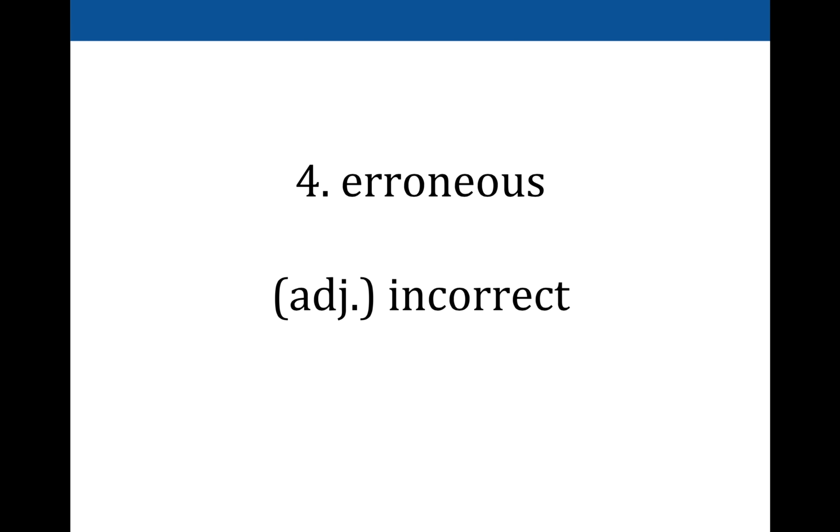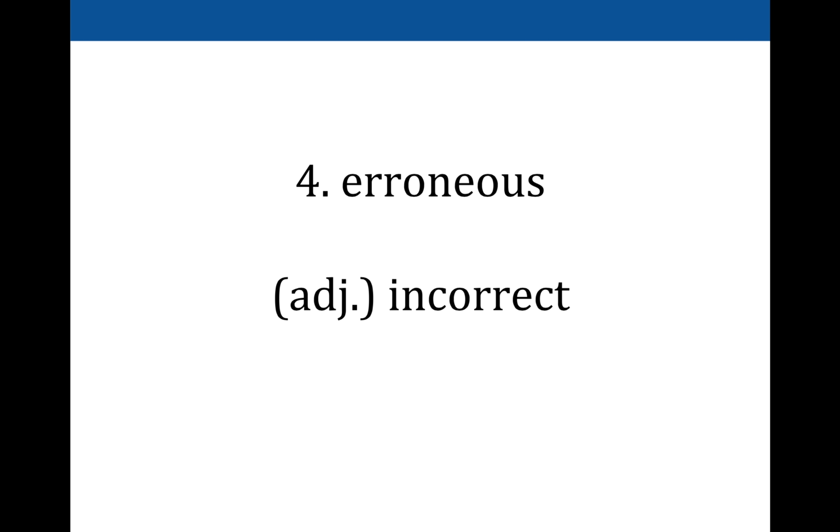Number 4 is erroneous. And erroneous describes something that is incorrect or wrong. It's something that contains a mistake or some kind of error. And so a lot of times when you hear the word erroneous, you might hear about an erroneous error that was made, some big mistake that was made, maybe at the government level.